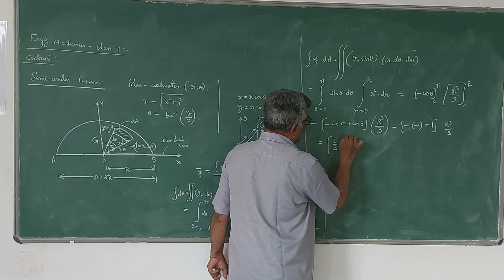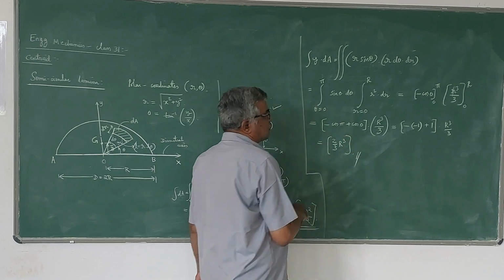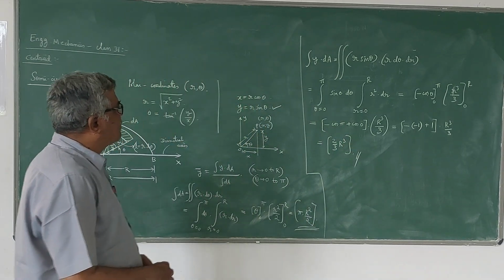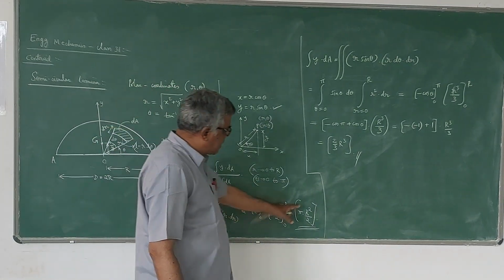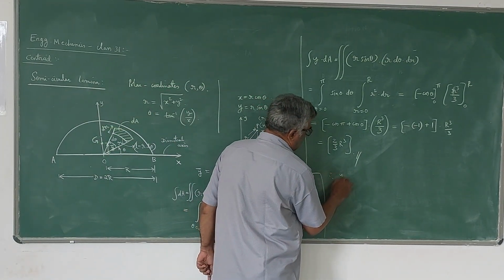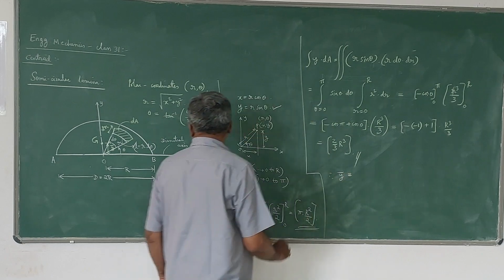This is the numerator. So integral y dA is 2 by 3 r cube. Integral dA is pi r square by 2. Therefore, now what will I get for y bar? Y bar is what we are interested in.